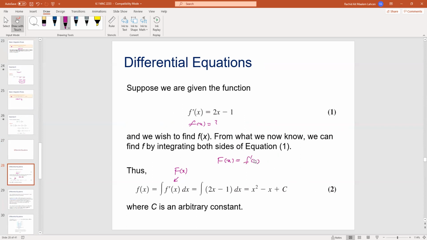So now you should recognize that if the function inside here is f prime, so maybe let's write it this way. If this is f prime of x, then the answer, which is this one, should be f of x. Of course, why? Because when you differentiate f of x, you get f prime of x. That's how we define this, right?